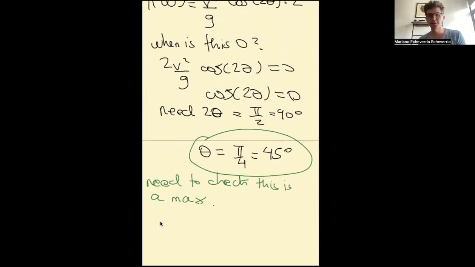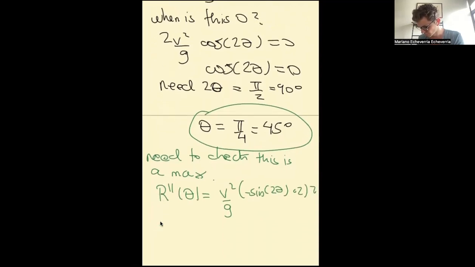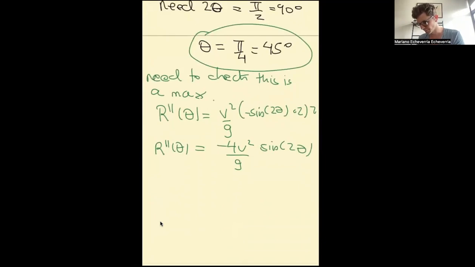So how can you check that this is a max? To check this is a max, you can use a second derivative test. So for that, you find the second derivative. You have to take the derivative of this function. Again, it's just taking the derivative of a cosine. The derivative of a cosine is minus sine. So you get v squared over g times minus sine of 2 theta times 2 because of the chain rule. So this gives you minus 4 v squared over g sine of 2 theta. Now evaluate the second derivative at the critical point.